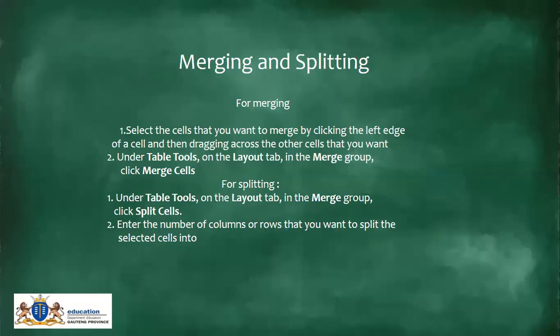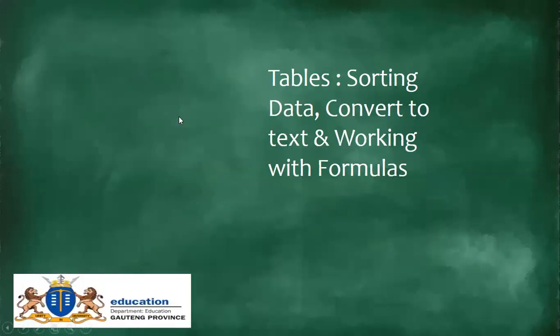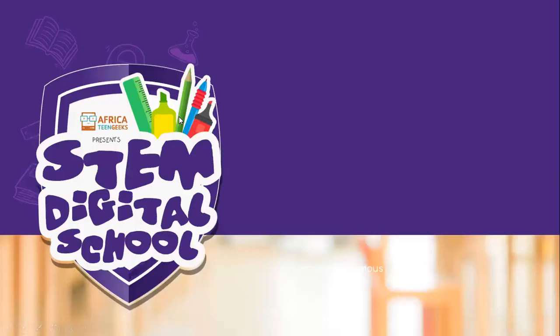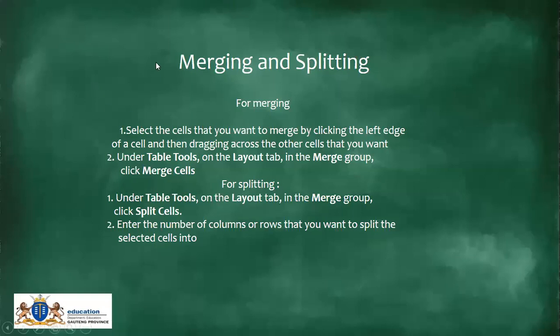So I'm going to talk about merging and splitting of the cells now. Select the cell that you want to merge by clicking the left edge of a cell and then dragging across the other cell that you want. Under the table tools on the Layout tab, in the Merge group, click Merge Cells. Let's do this again. So now we have to merge the cells. So that's another chapter completely.